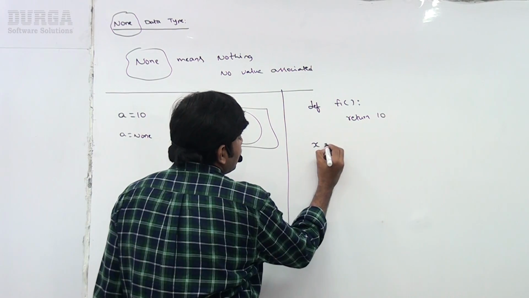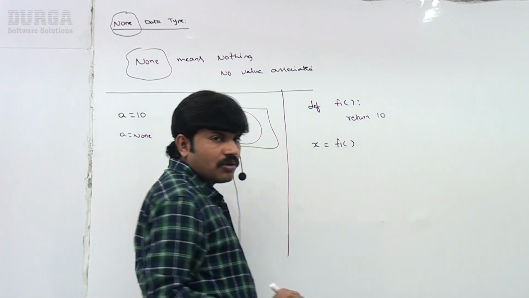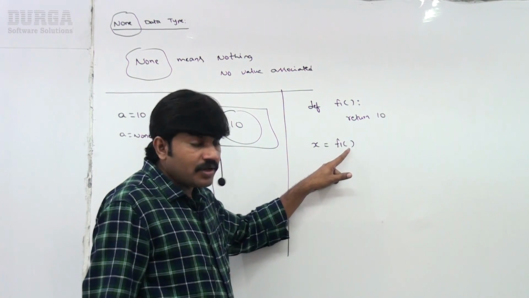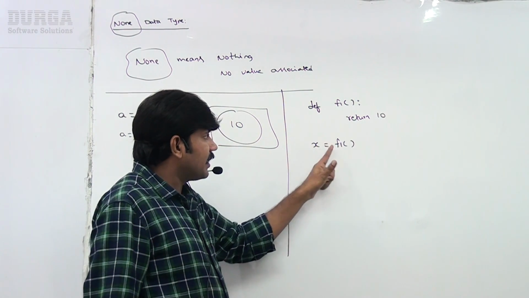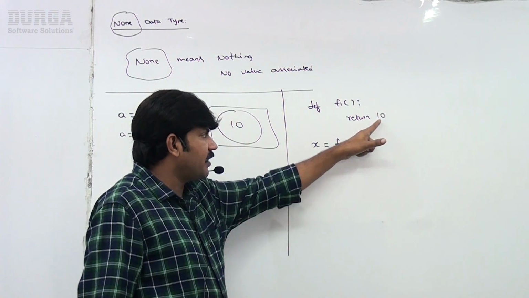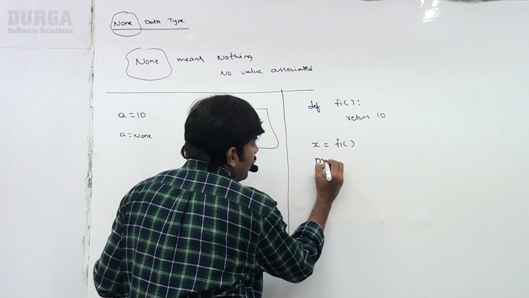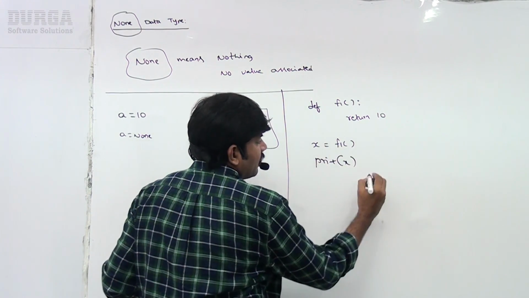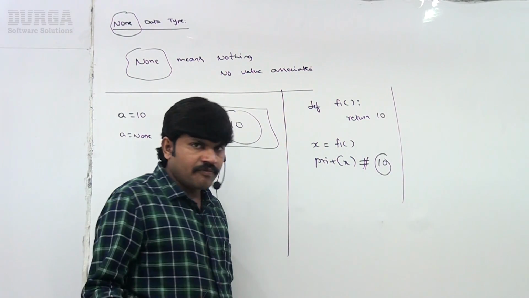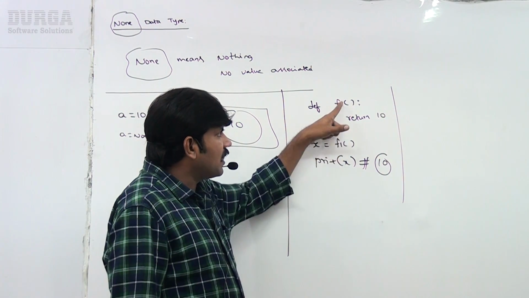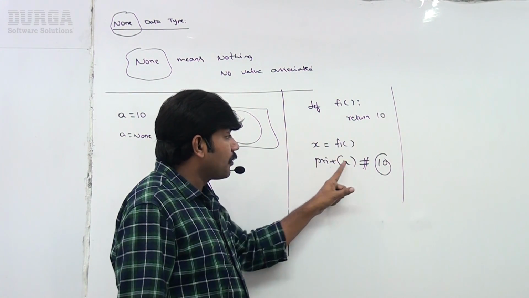Now x = f1(). I'm calling f1. This f1 returns 10. x is equal to f1 which returns 10. print(x). What answer are we going to get, sir? 10 itself. Perfect. You are calling a function, that function returns 10, and print of x gives 10.